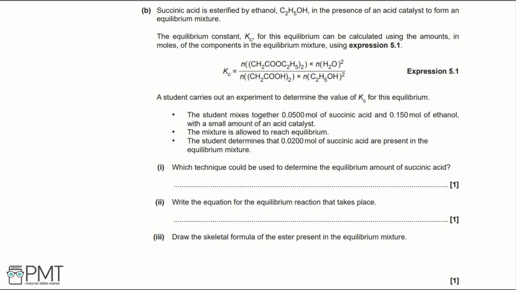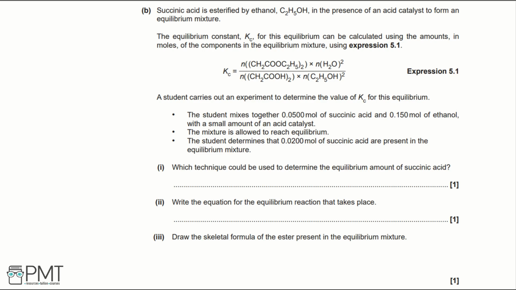A student carries out an experiment to determine the value of Kc for this equilibrium. The student mixes together 0.0500 moles of succinic acid and 0.150 moles of ethanol with a small amount of an acid catalyst. The mixture is allowed to reach equilibrium. The student determines that 0.0200 moles of succinic acid are present in the equilibrium mixture. Part 1. Which technique could be used to determine the equilibrium amount of succinic acid?